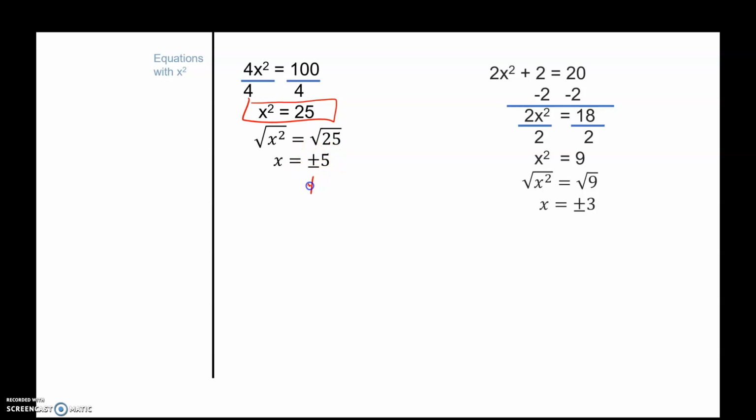Now look at what happened here. We introduced a plus or minus. You have to put plus or minus on the side without the x squared. The reason being is both of those numbers will work. If I were to plug positive 5 in, it's going to be squared to a positive 25 at the top. If I put negative 5 in, it's also going to square to a positive 25. So both of those answers actually work.